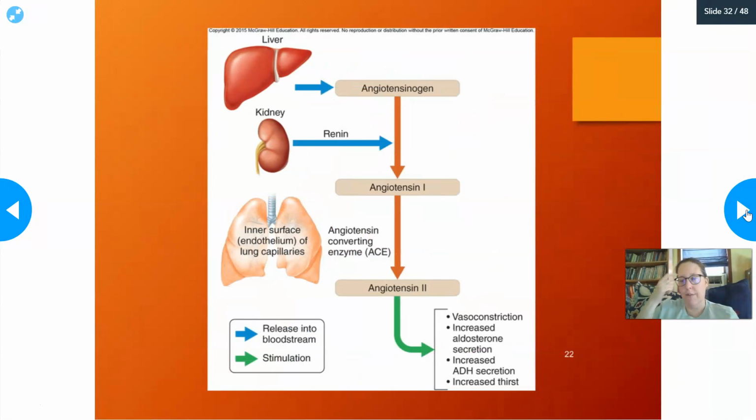So here's the graphic I wanted to show you. When the kidneys release renin, there is angiotensinogen that has already been produced by the liver. This is one of the proteins you have to have in your body.